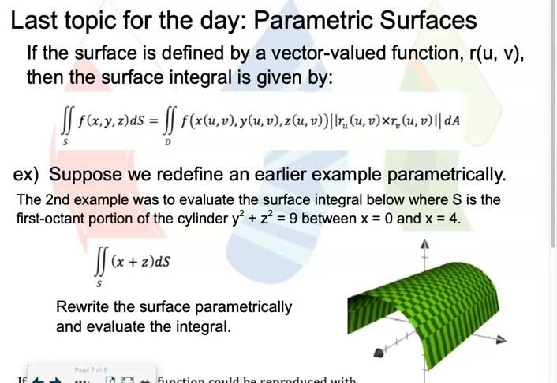All right, so this is the one. We're going to do that same problem parametrically. Last topic of the day. If the surface is defined by a vector valued function r of u comma v, then the surface integral is given by: you rewrite your whole integrand in terms of u's and v's, and then instead of the square root of 1 plus z sub x squared plus z sub y squared, it's now the magnitude of the cross product of r sub u cross r sub v.